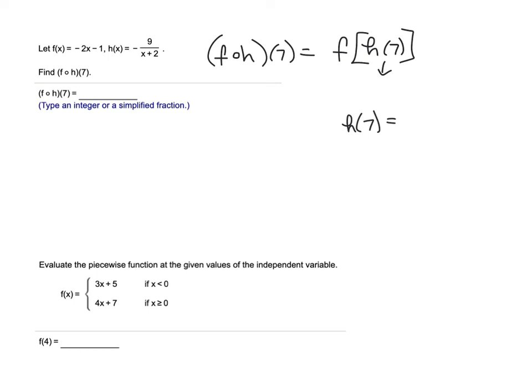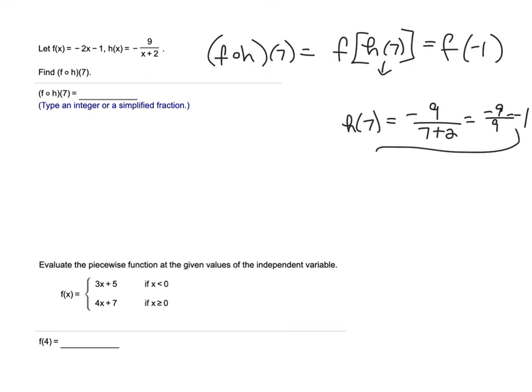H was over here as negative 9. And then instead of x, I'm plugging in 7. That gives me negative 9 over 9, which is negative 1. That works out nicely. Negative 1. Okay, so we have, and h of 7 was what, negative 1?